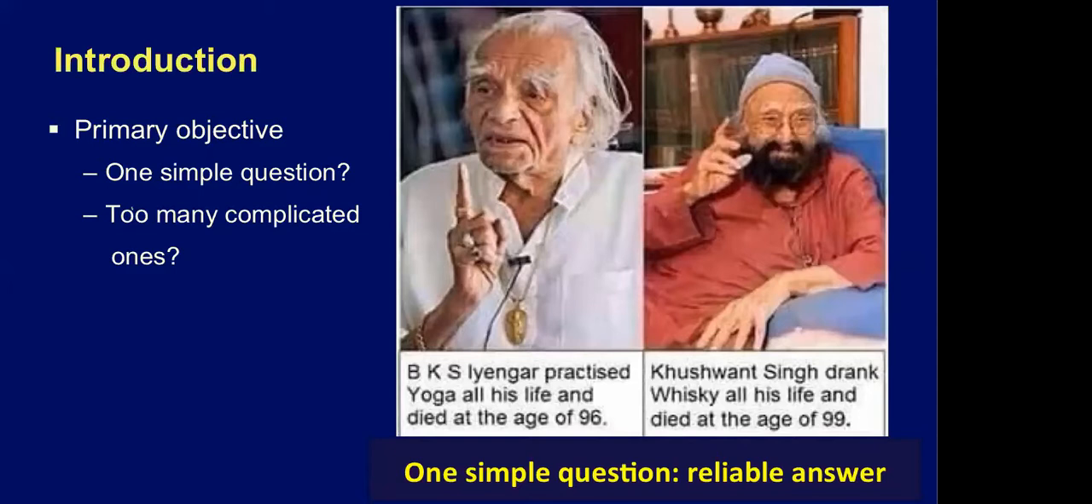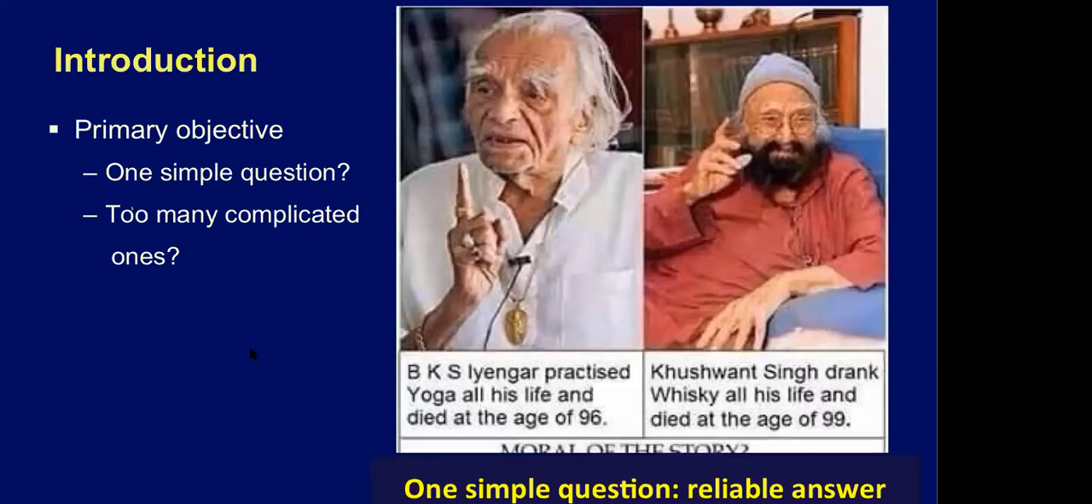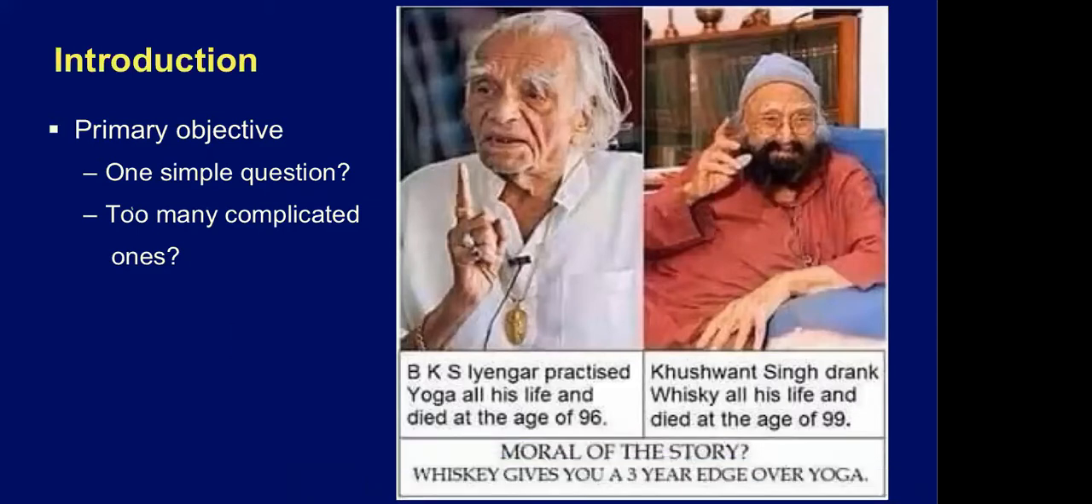Now, I've shown this picture on the right. Let's read that through. BKS Iyengar practiced yoga all his life and died at the age of 96. Khushwant Singh drank whiskey all through his life and died at the age of 99. So what is it that gave you these 3 extra years? You're asking a simple question. And let's look at the reliable answer. The moral of the story is that whiskey gives you a 3-year edge over yoga.